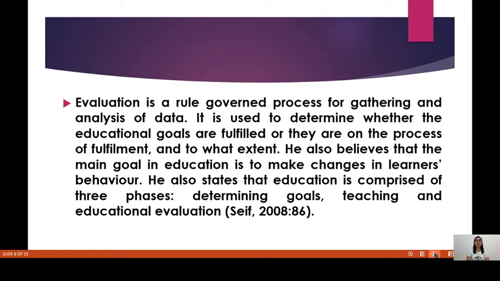In addition, evaluation is a role-governed process for gathering and analysis of data. It is used to determine whether the educational goals are fulfilled or are in the process of fulfillment, and to what extent. According to the researcher, the main goal in education is to make changes in learners' behavior. He also states that education is comprised of 3 phases: determining goals, teaching, and educational evaluation.